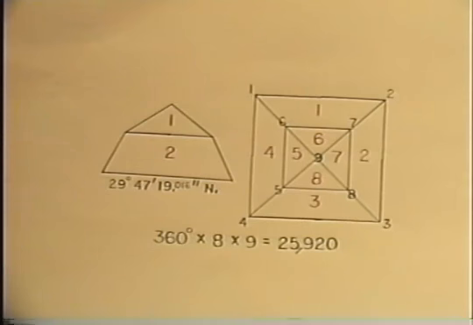This design affords an observer the opportunity to see additional numbers beyond those available from a true pyramid design. Here, instead of only 4 sides, we see 8. And rather than seeing 4 base corners and an apex, we see 8 corners and an apex. That's 9. 360 degrees times 8 times 9, 25,920.